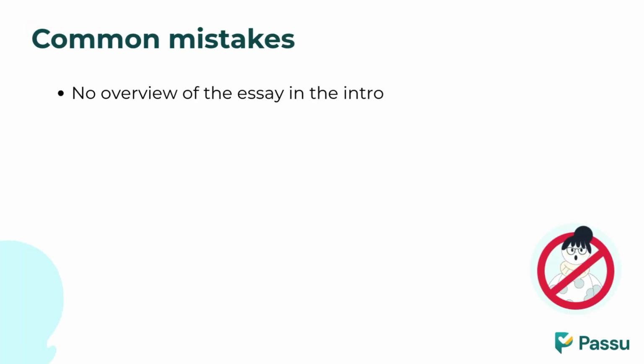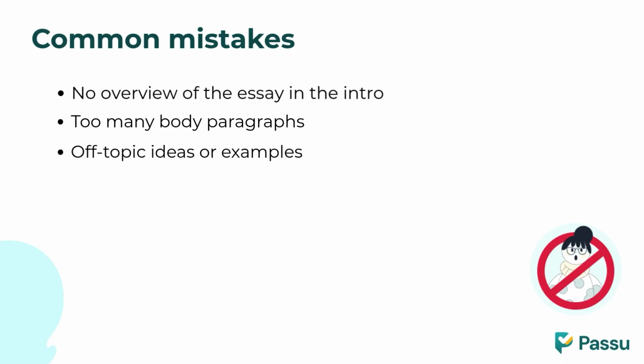Now, before you start writing, let me warn you of a few structure killing mistakes I see all the time. The first one is no overview of the essay in the introduction. Your introduction should include a short outline of what your essay will discuss. In other words, your main points. Another mistake is too many body paragraphs. 2 is more than enough. Off-topic ideas or examples. Make sure all of your ideas and examples directly relate to the essay question. Otherwise, your score for coherence and cohesion will suffer.